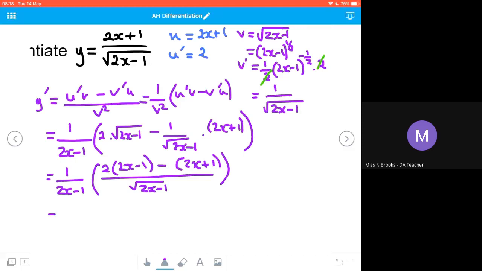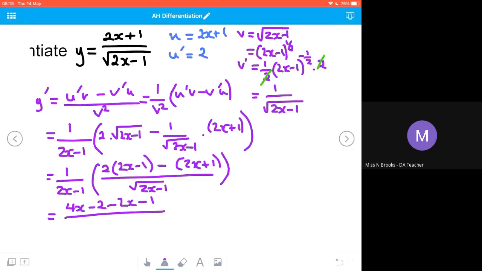So my numerator is going to become 2 times 2x is 4x, 2 times negative 1 is minus 2, then I'm going to do negative 2x, and then it's negative 1 times positive 1, minus 2x minus 1. And that's going to be over 2x minus 1 multiplied by the square root of 2x minus 1.